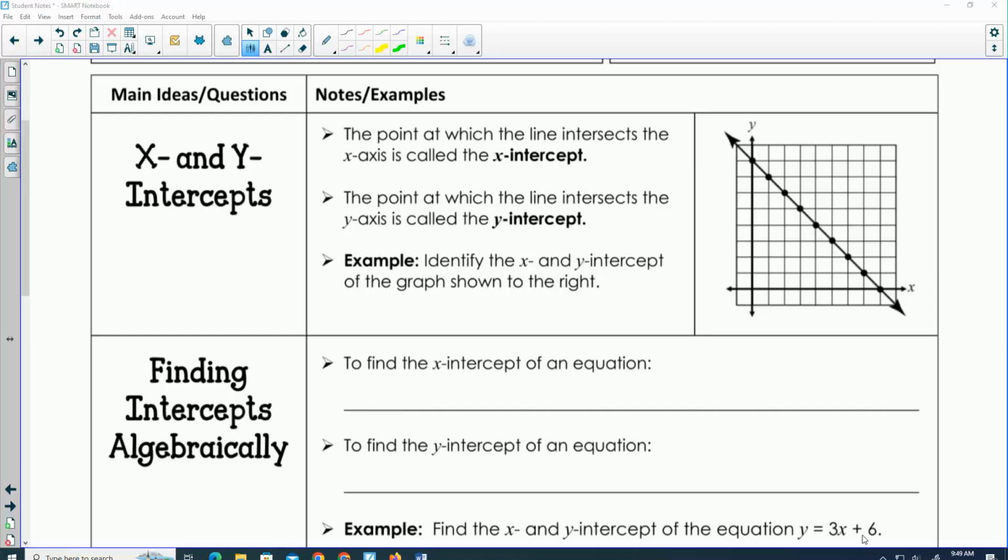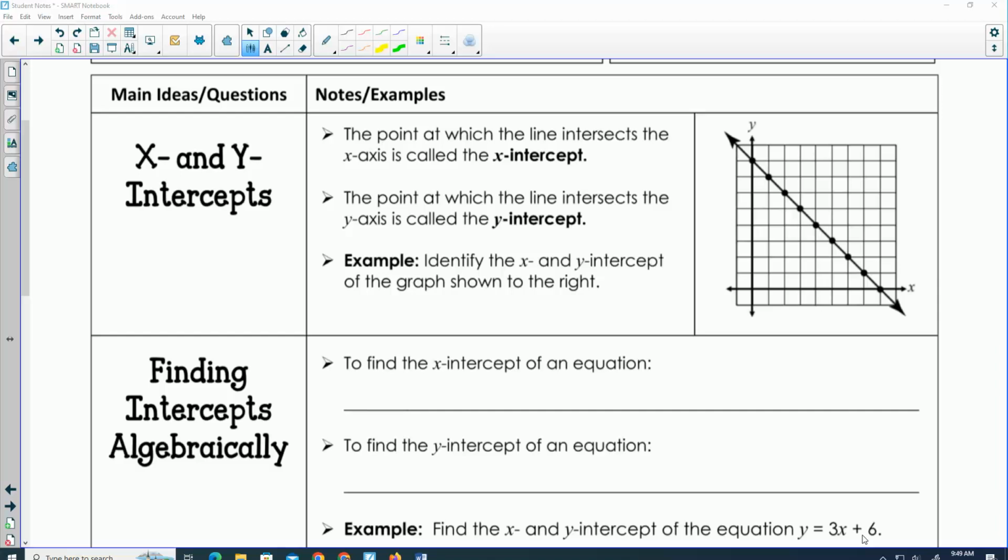If the line is increasing, what kind of slope does it have? Okay, if it is decreasing, your slope is negative. What kind of line has a slope like this? It's a 0 slope, a horizontal line. And a vertical line slope is undefined.